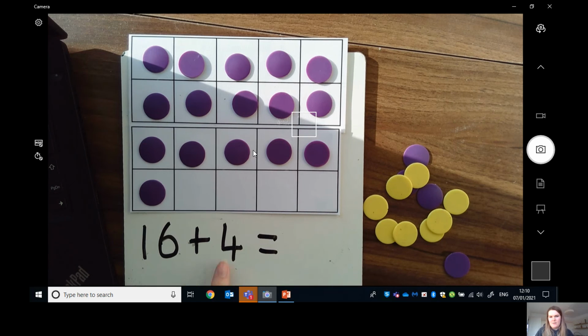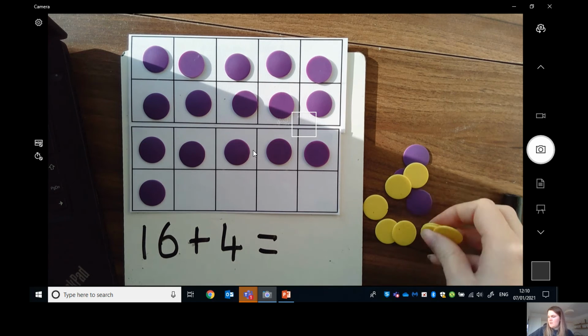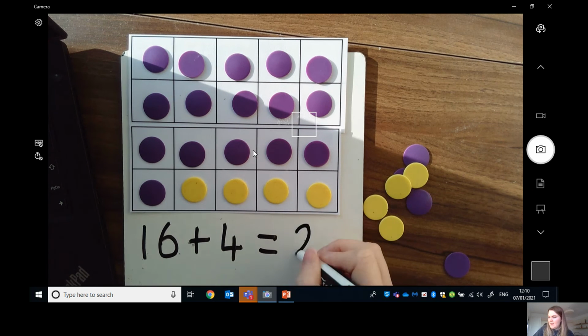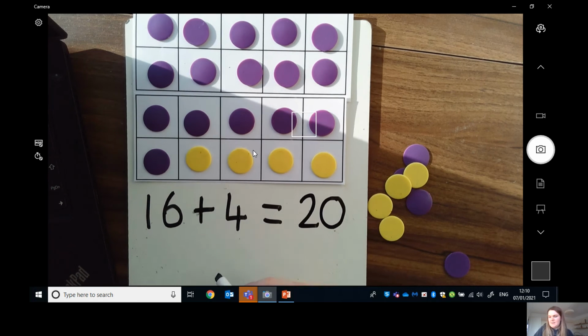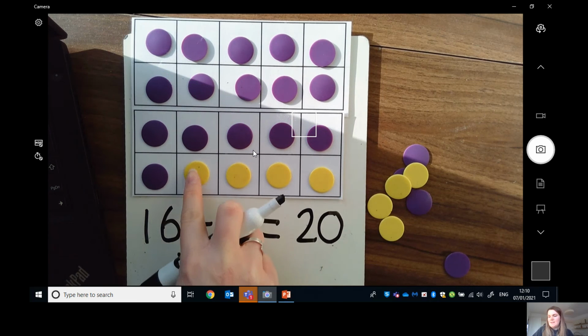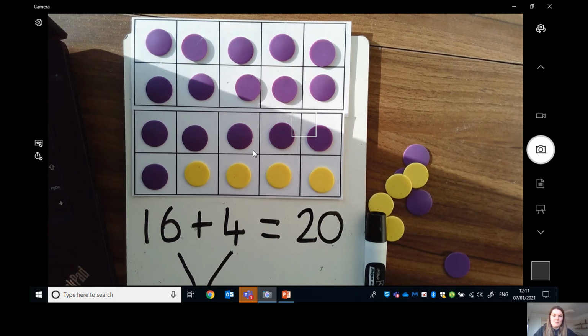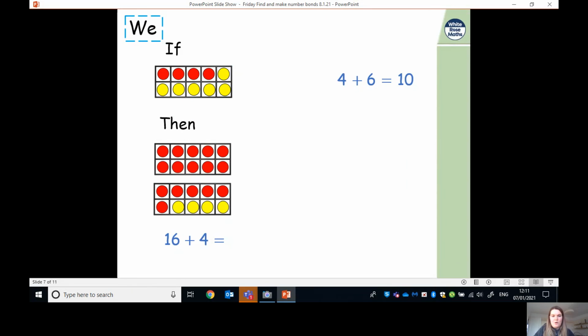16 plus 4. Okay, so let's find our 4. Where do I put it? In the grid. Well done. 1, 2, 3, 4. 16 plus 4 is 20. And we know that because 6 plus 4 is 10. And we can count on here. 17, 18, 19, 20. Amazing work, guys. Well done. 16 plus 4 is in fact 20.